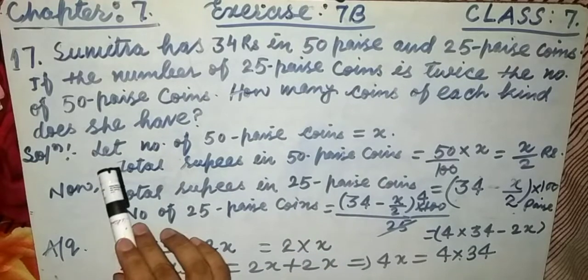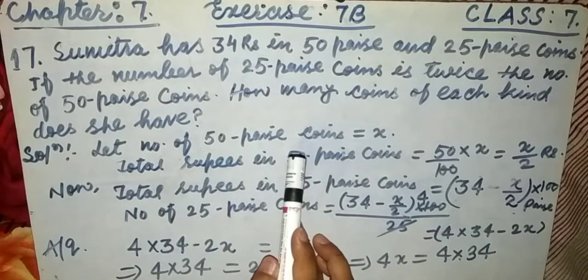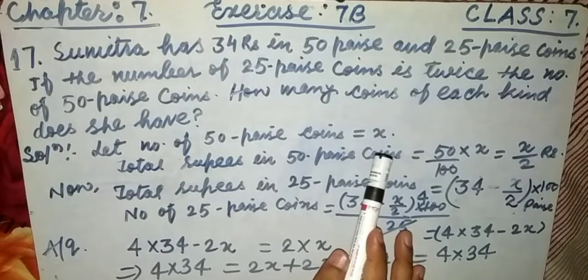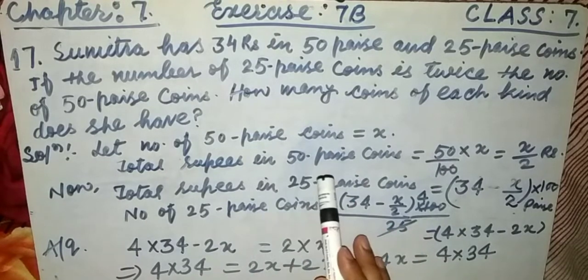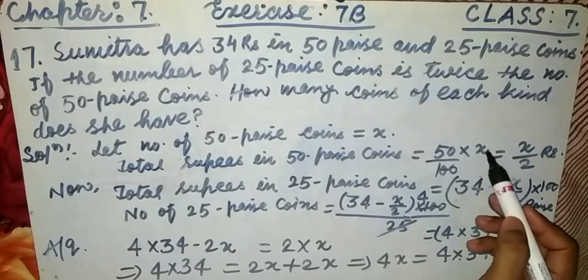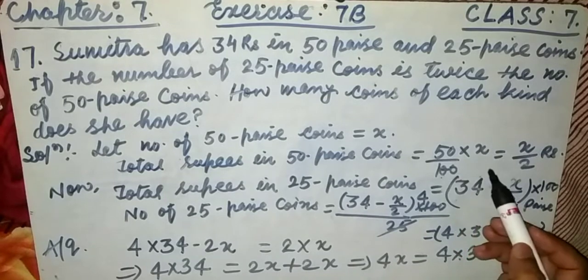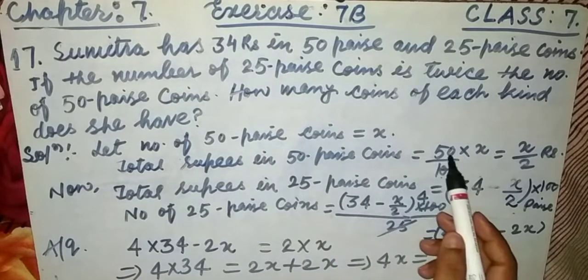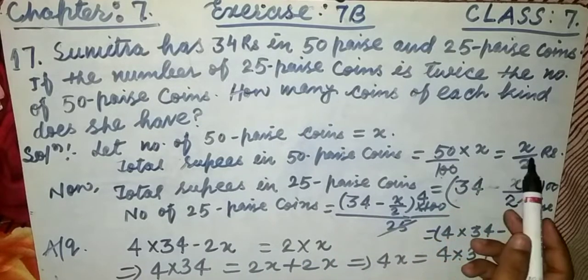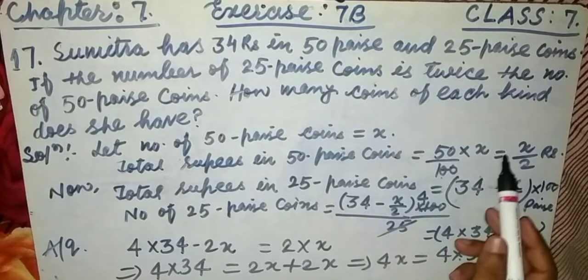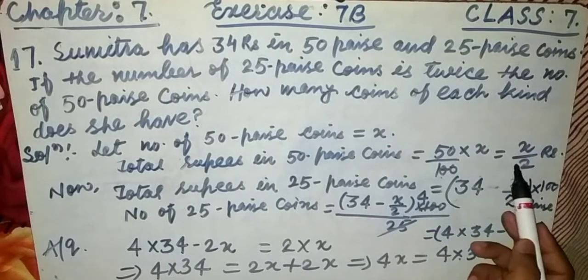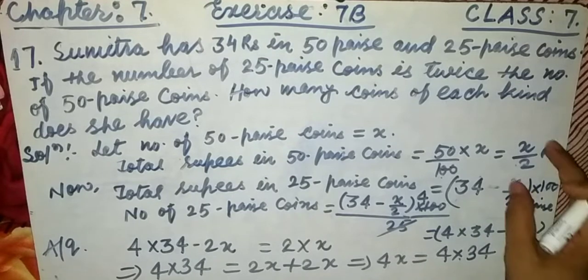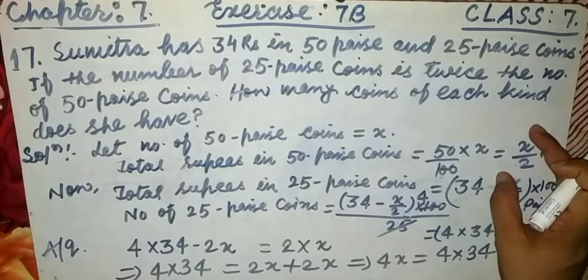Now we consider let the number of 50 paise coins be x. Now the total rupees in 50 paise coins, we can write as 50 multiplied by x divided by 100. Or the total paise in 50 paise coins is directly 50 multiplied by x, 50x, or if you change into rupees then divide by 100, it becomes x by 2 rupees. This is the total rupees of 50 paise coins.